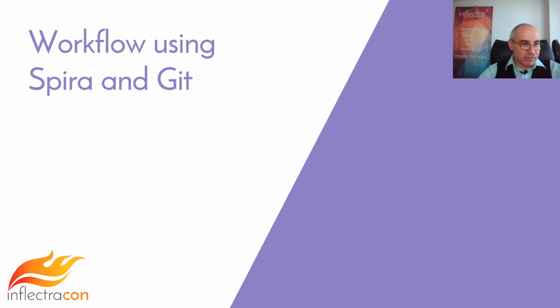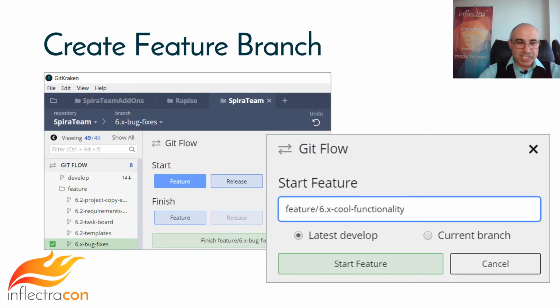So that's Git Flow. Now, this is how it looks. If you're going to actually do it within Spira and Git, this is an example of how it will look in practice. So what we'll do, following our Git Flow methodology, is focus on a feature branch rather than a hotfix. We've got the team working on a new feature we're going to call version 6.x cool functionality.